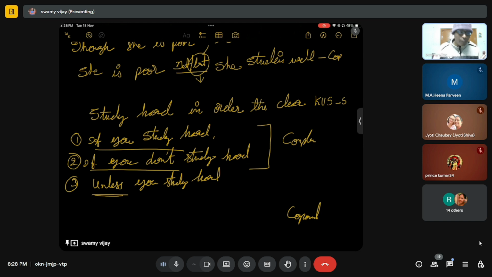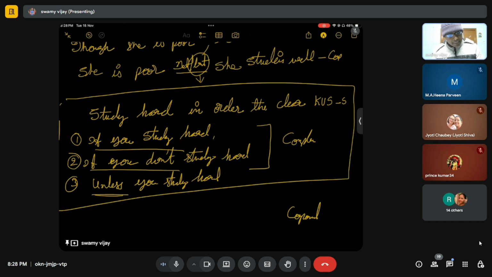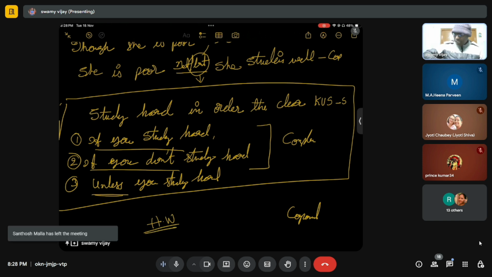So this is your homework. You can write down this question. This is the question I gave you in this class at the end. Study hard in order to clear KVS. What is the complex form of this sentence? What is the compound structure of this sentence? That is, you have to give me in the WhatsApp group after completion of this class. And it is already 8:28.